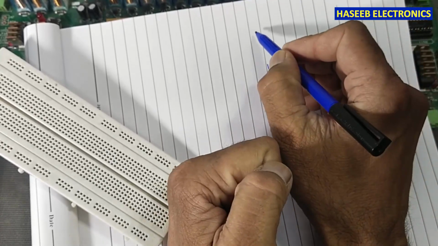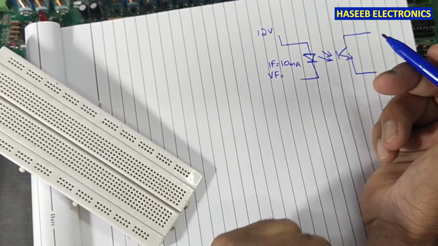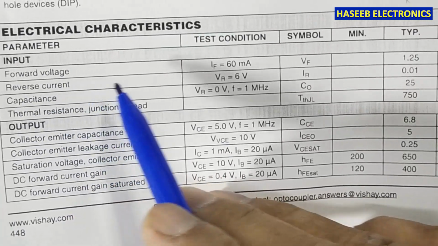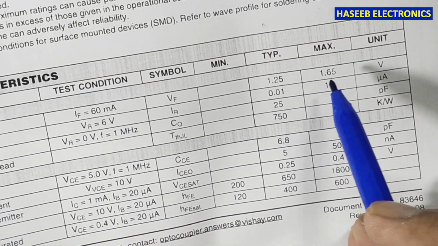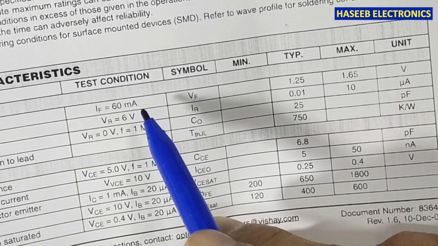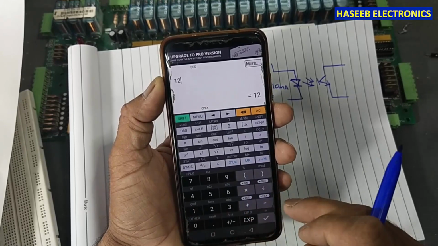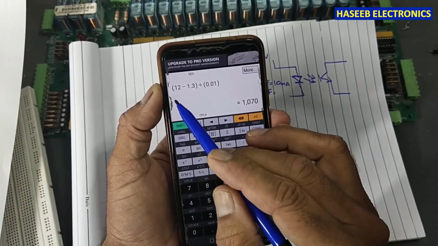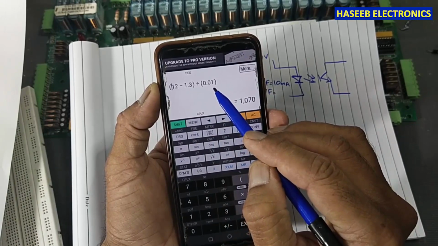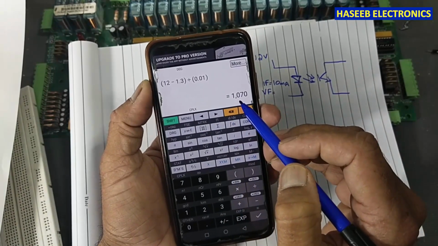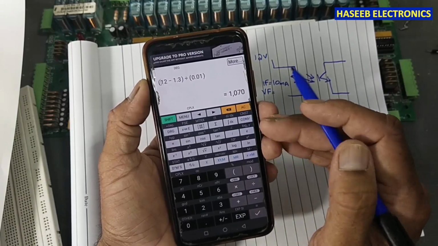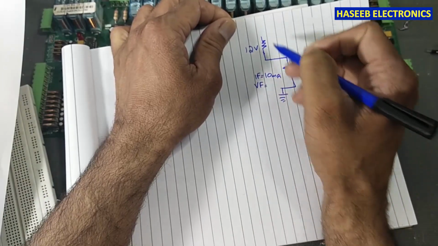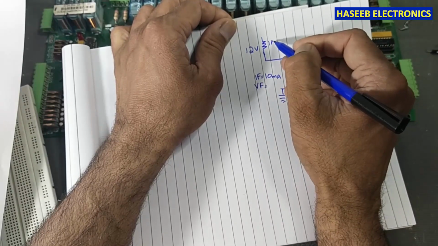I will use a 12 volts power supply. And if you see its data sheet, it is using 10 milliampere. For the input forward voltage, 1.25 to 1.65, we will consider the mid-range. Maximum supply voltage, we will use 12 volt minus the LED voltage, we will use 1.3 volt. Supply voltage minus LED voltage divided by the current, 0.01 ampere, 10 milliampere, it will become 1070 ohms. We will use the common resistor, 1 kilo ohm. It is good. So here we will use ground and 1 kilo ohm.